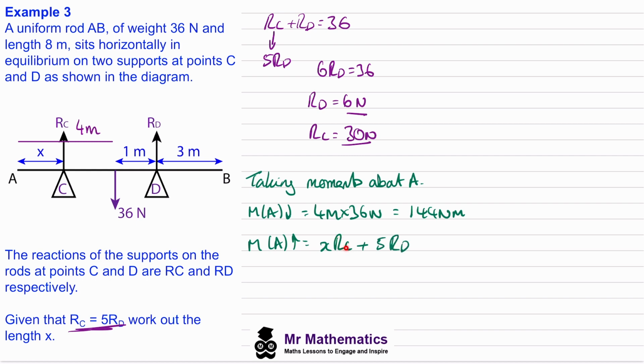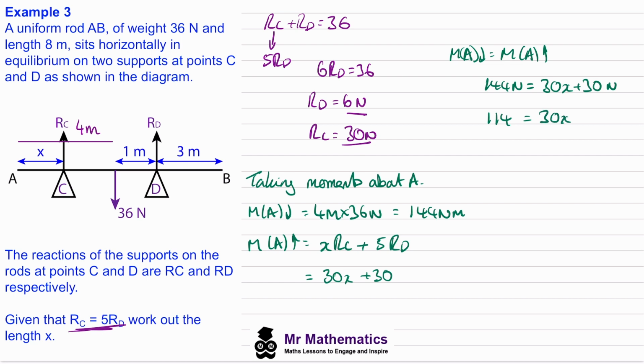We know that RC is 30 newtons and RD is 6 newtons. So this will give us 30x plus 30. And because it's in equilibrium, the clockwise moments will be equal to the anti-clockwise moments. So 144 will be exactly the same as 30x plus 30. We can solve this equation, so 114 will equal 30x. Divide both by 30, so x will be 3.8 meters.